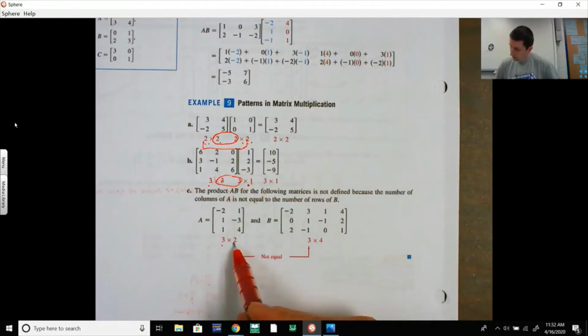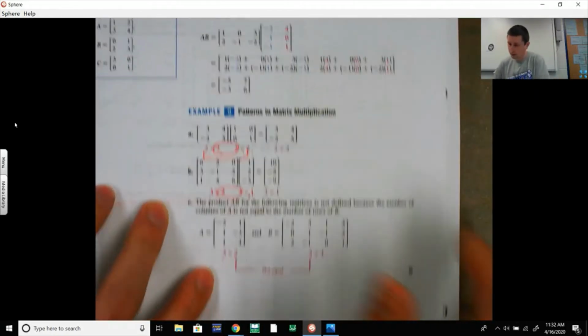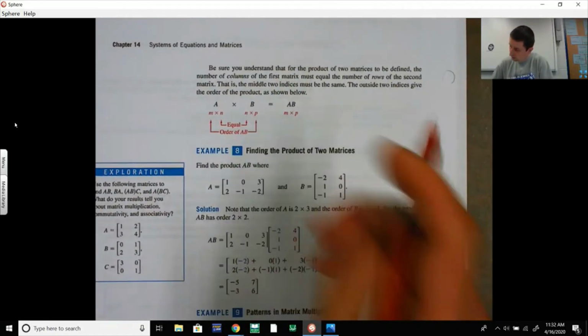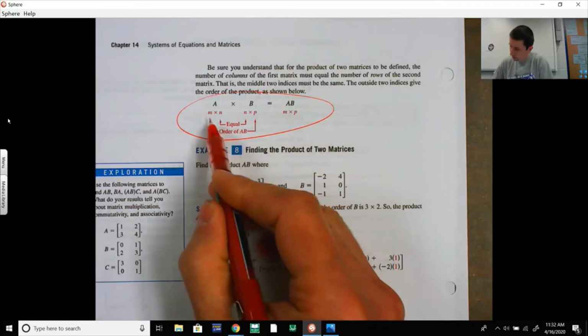This is a 3 by 2 times a 3 by 4. That would not be equal. That is not possible. Okay, so top of page 914, this is what we're talking about here. These have to be equal, and this is the order of A times B.